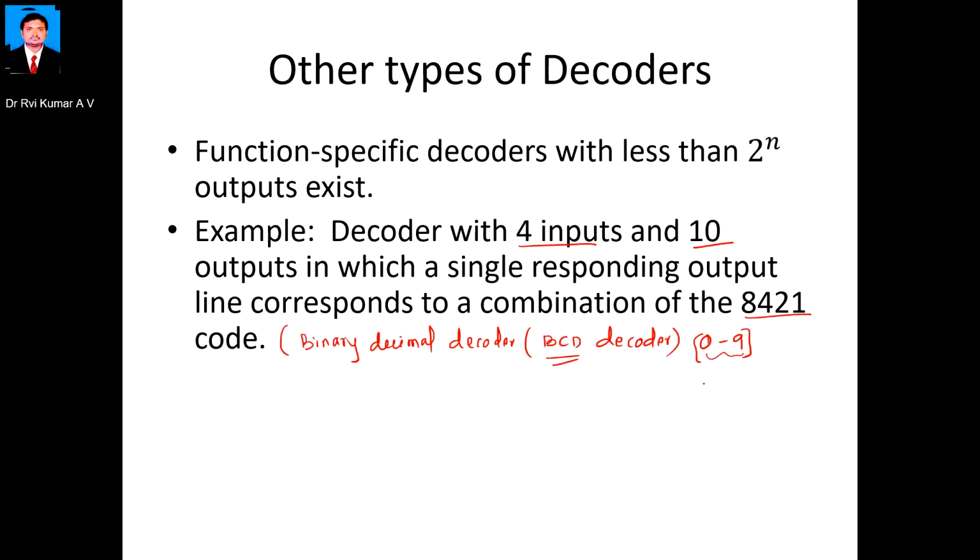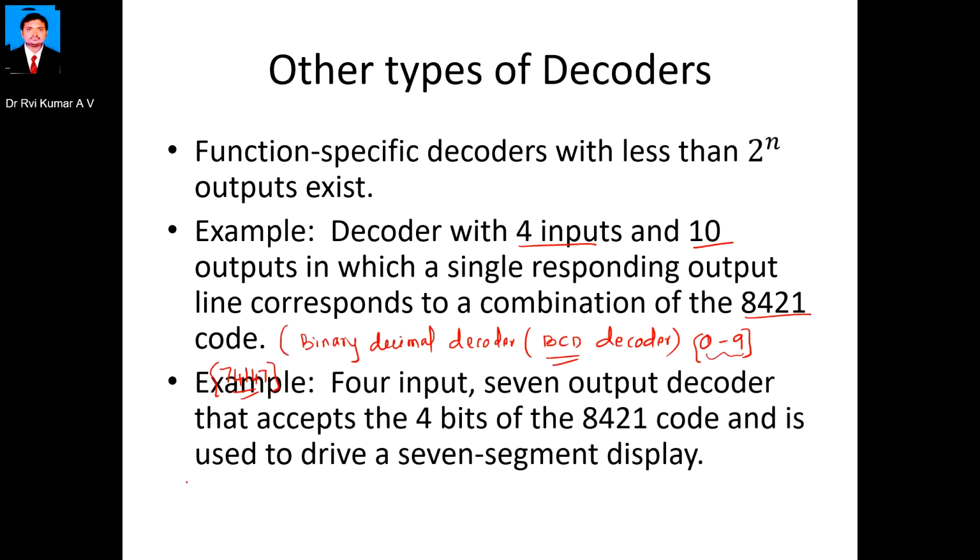So here we have the IC 74147. This is one of the decoders. It will be a BCD decoder. For example, a 4 input, 7 output decoder that accepts a 4-bit 8421 code and is used to drive a 7-segment display. This also we can use for a 7-segment display.